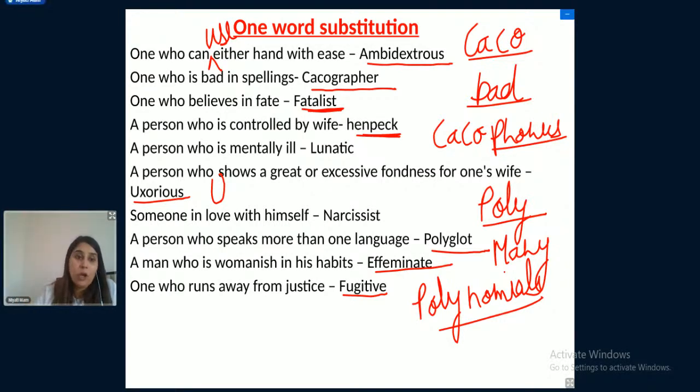So this was all about today's session, right? In our next session, we'll take the subject-verb agreement further, and we'll be solving the questions related to subject-verb agreement, right?